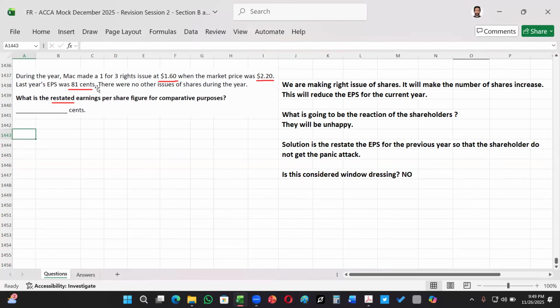So now we're going to do that. What is the situation? The comparative EPS is 81 cents. So we're going to take it down. How are we going to do that? For that, we need to follow the same process of calculating the theoretical ex-rights price.